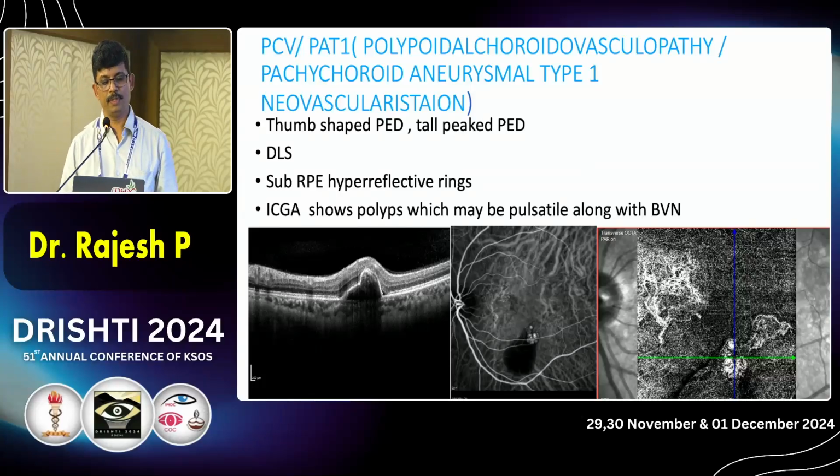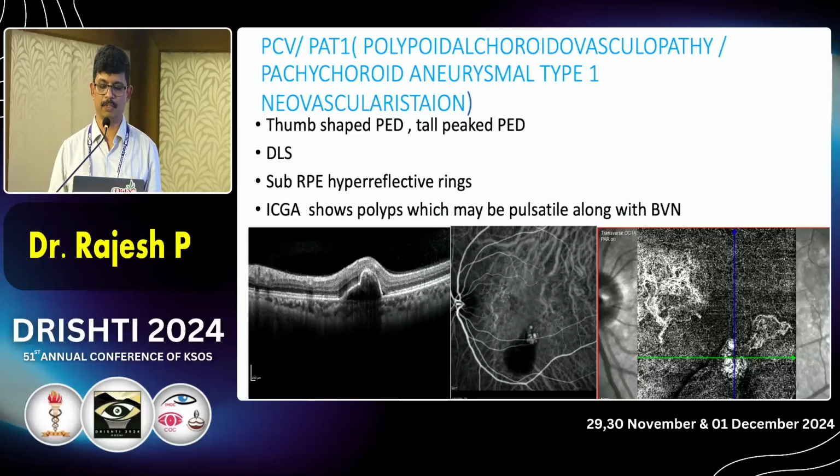Now, pachychoroid polypoidal choroidal vasculopathy. It can occur even in non-pachychoroid eyes. What we see in a pachychoroid is called pachychoroid polypoidal choroidal vasculopathy, also known as pachychoroid aneurysmal type 1 neovascularization. The characteristic features on OCT are thumb-shaped PEDs with a double layer sign. The important investigation that helps us to diagnose PCV is ICG, and OCT angio will show the vascular network.